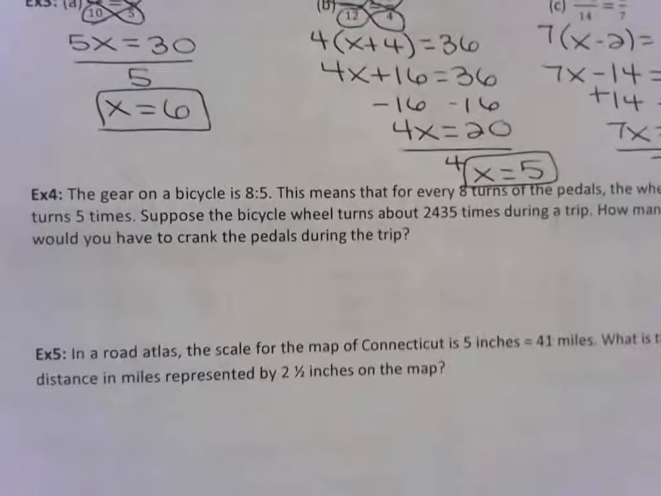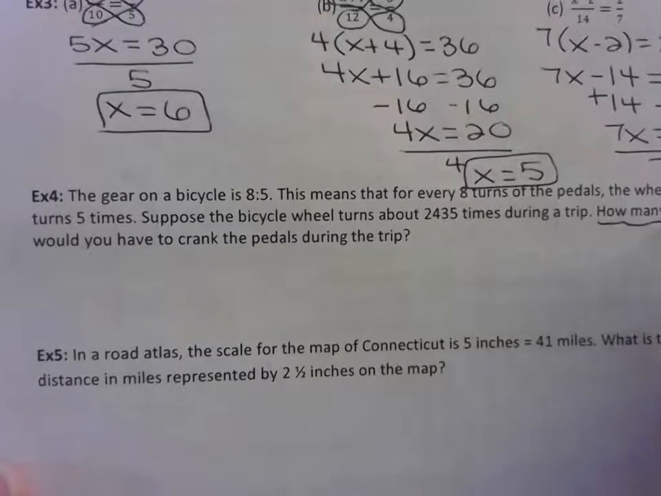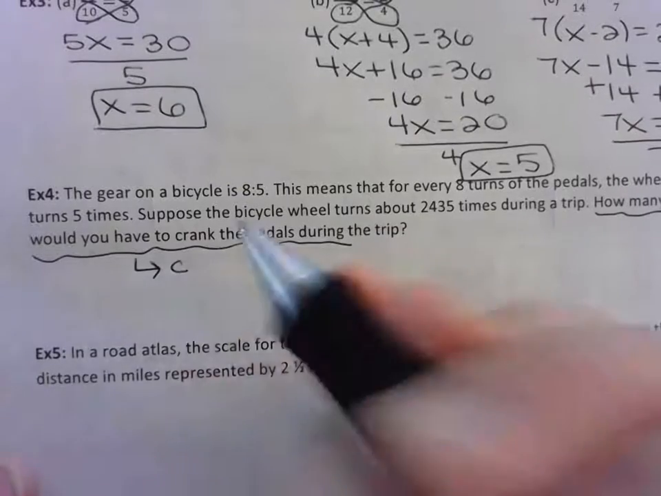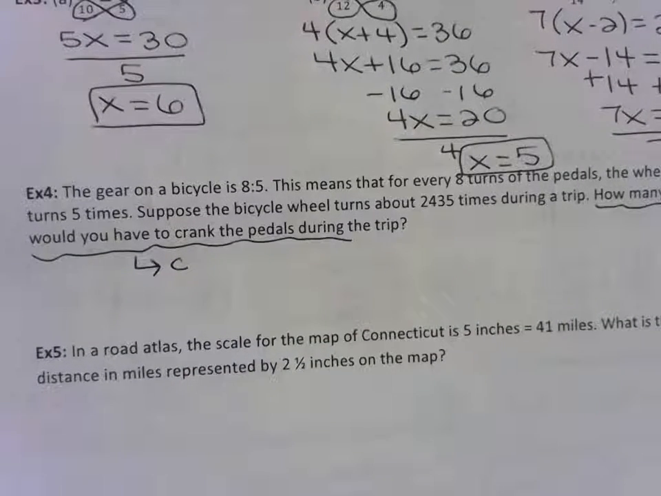The gear on a bicycle is 8 to 5. This means that for every 8 turns of the pedals, the wheel turns 5 times. Suppose the bicycle wheel turns 2,435 times during a trip. How many times would you have to crank the pedal during the trip? Story problem. What do I do first? See what they're asking for. How many times you will have to crank the pedal? That is going to be my variable, C, for crank the pedal. Whatever they're asking for is 95% of the time going to be your variable.